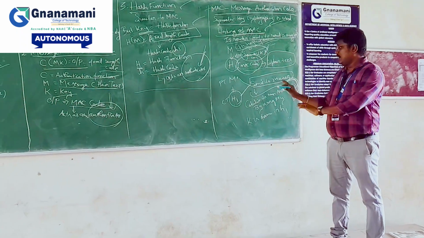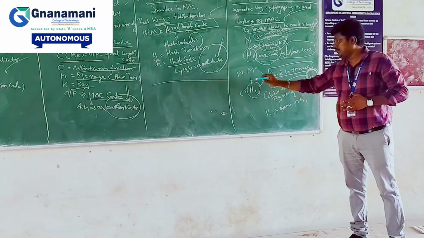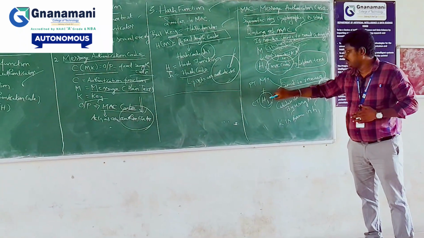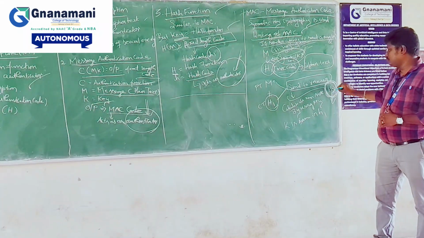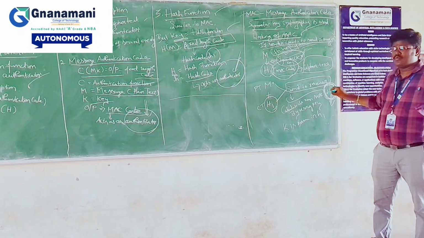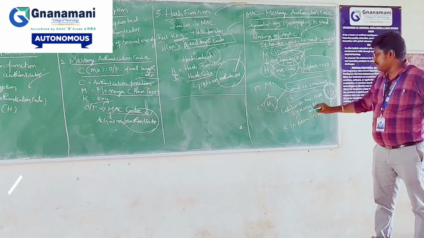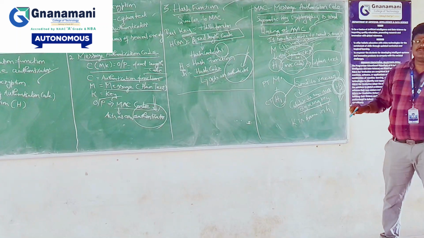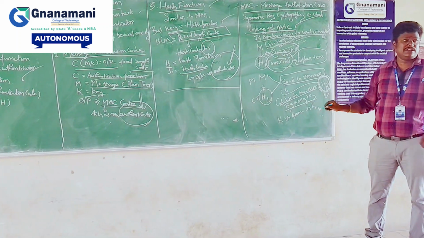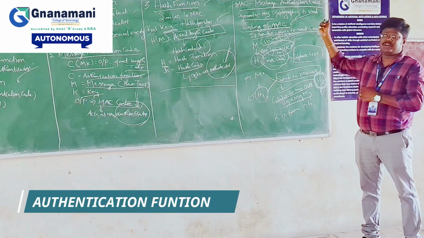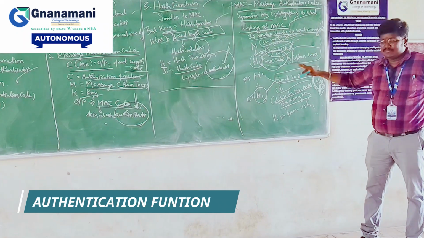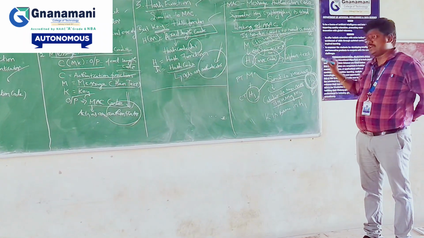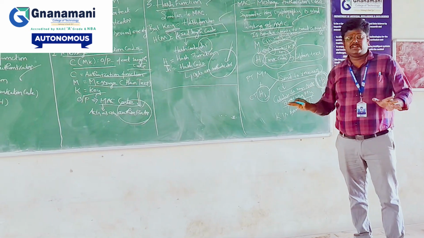Okay, now that part is over; everything we have completed. The M plus H1 will provide the H2. How do we get H2? By calculating it using the symmetric key. Then we know the meaning of the symmetric key: the same key used on the sender side will be used on the receiver side also. Okay, we did everything here.